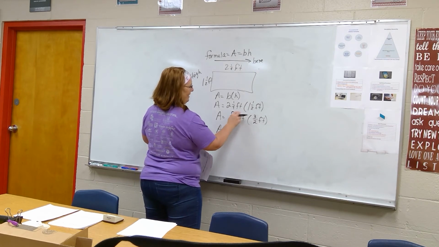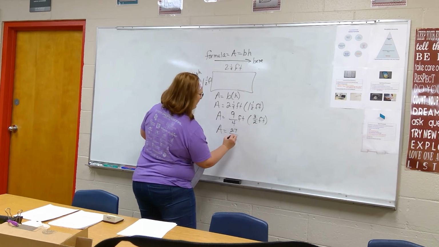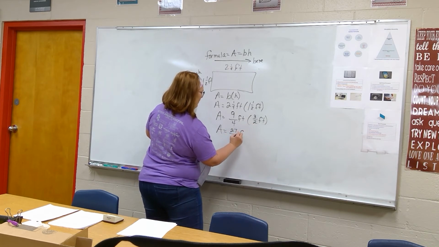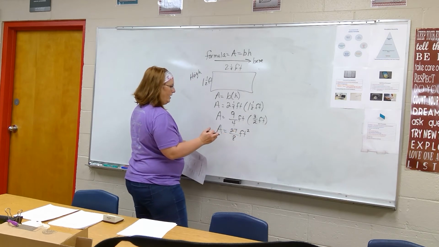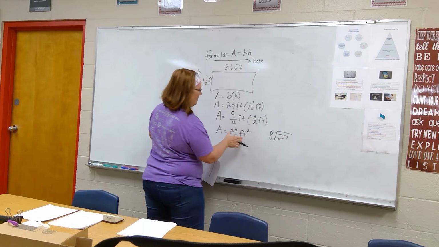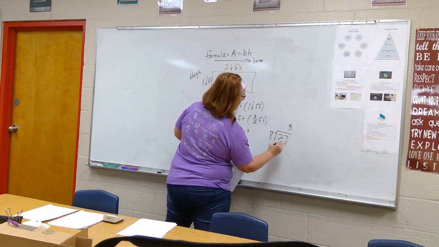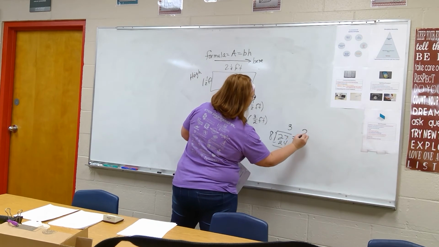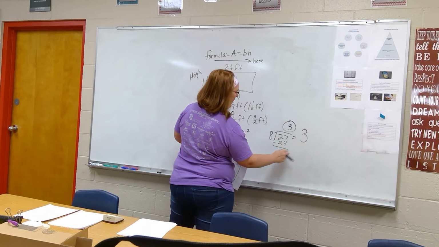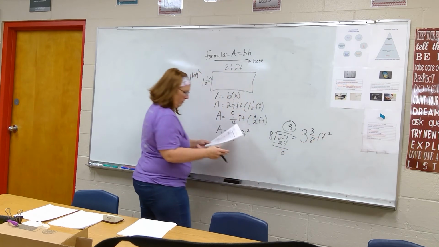So 9 times 3 is 27, over 4 times 2 is 8 feet squared. Then you can work that out. Turn it sideways and divide. 8 will go into 27 3 times. Whole number 3, so it's 3 3/8 feet squared.